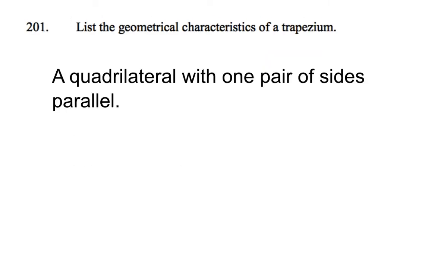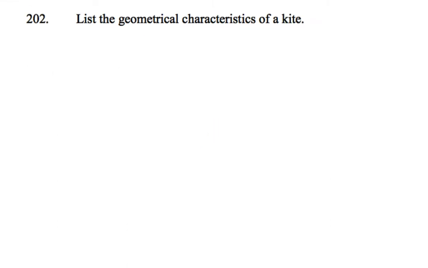Characteristics of a trapezium. It's a quadrilateral with one pair of sides parallel. So we're talking parallel sides there, and often it looks a bit like that, and we'll indicate the parallelness of the top and bottom sides there by the markings. So that's the key bit of a trapezium, really.